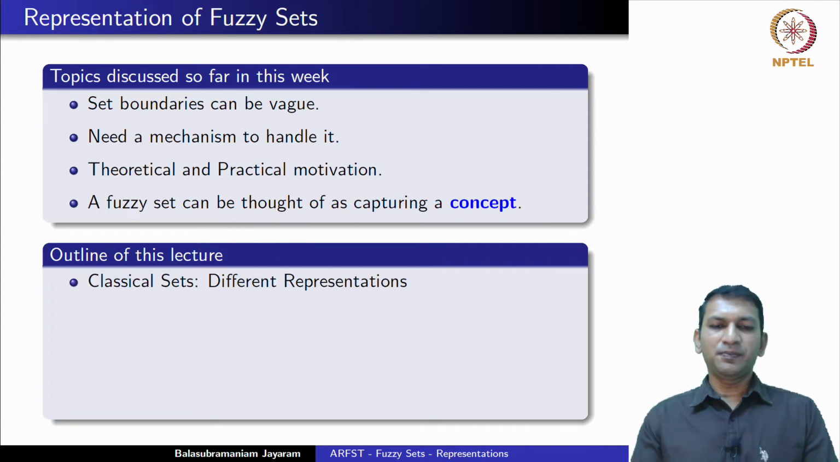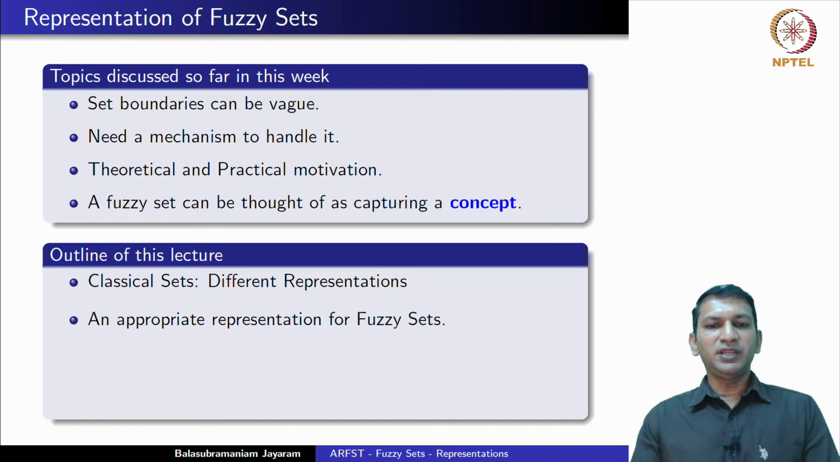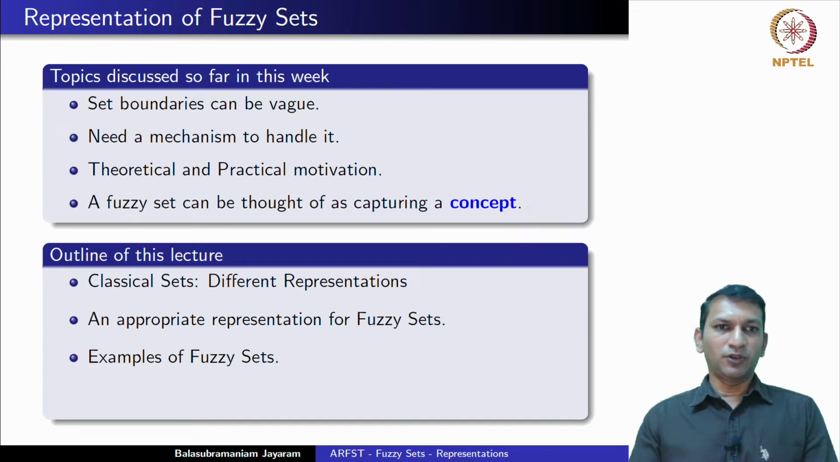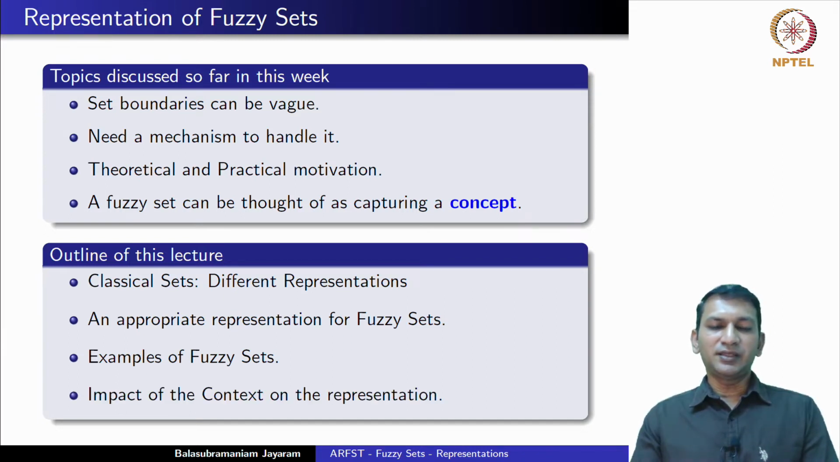Towards this end, we will visit a few representations of classical sets and pick one which can be suitably generalized to represent the concept that a fuzzy set represents. We will see a couple of examples of fuzzy sets. Specifically, we will see the impact of the context on the representation.